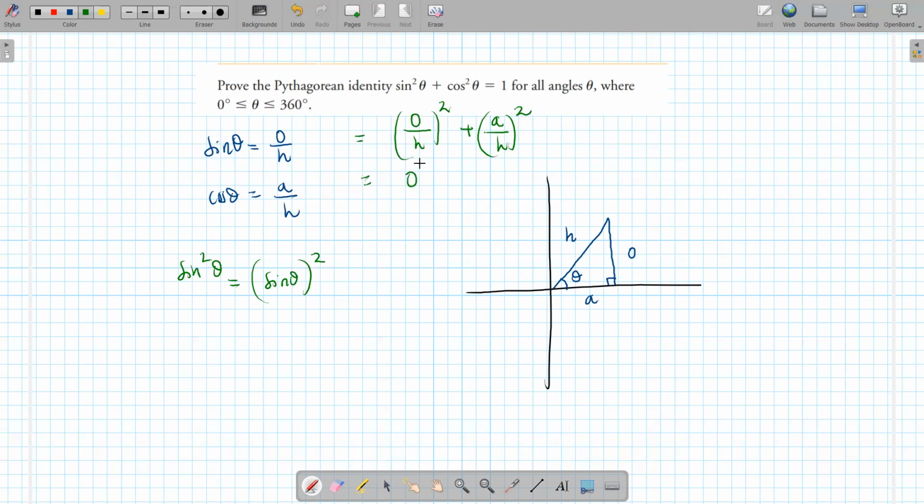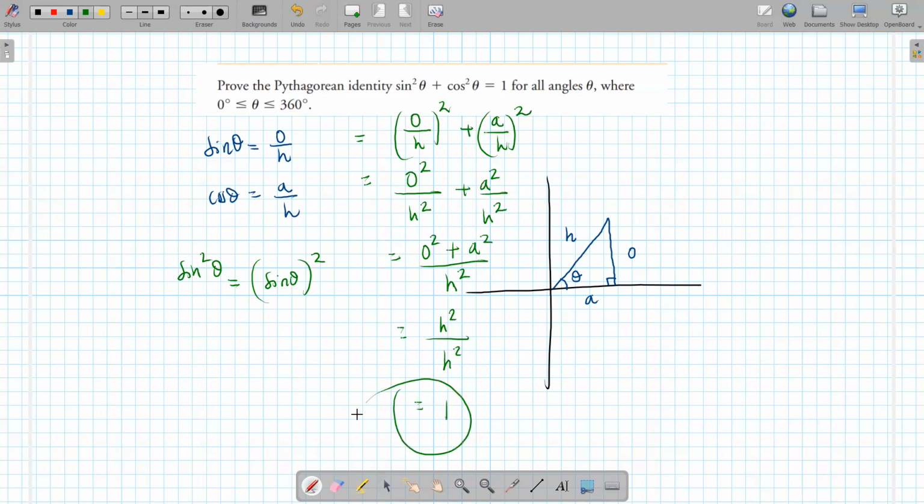And then I guess you can open the brackets. You get O squared over H squared plus A squared over H squared. They have the same denominator, so you can combine the numerators like this. Now look at that triangle. What's O squared plus A squared? It's H squared. Right. And then you get H squared over H squared, and that is 1. So that's where it comes from.